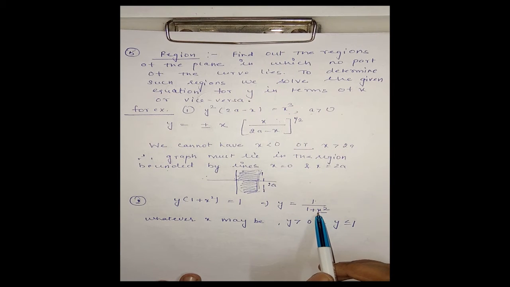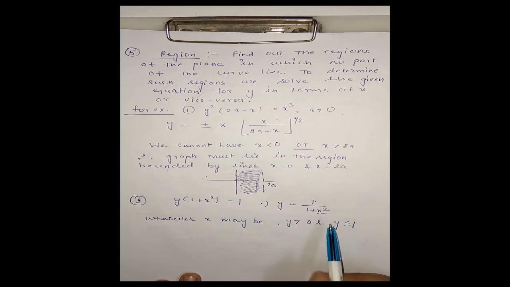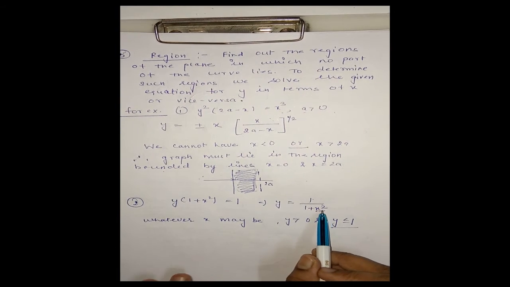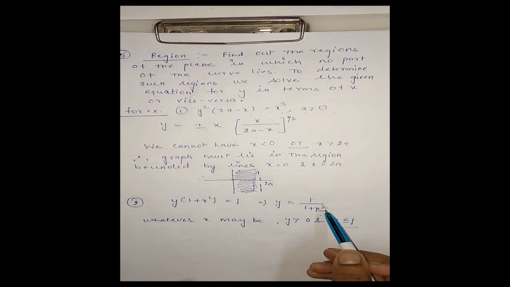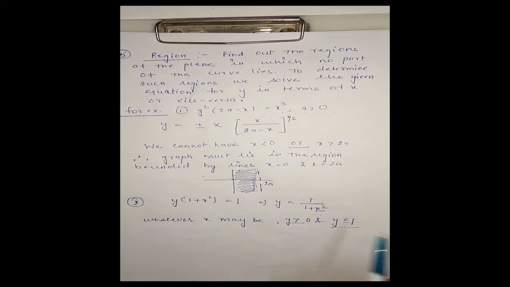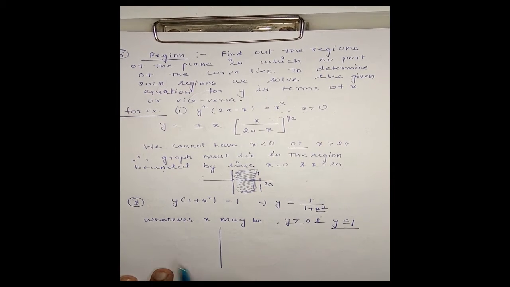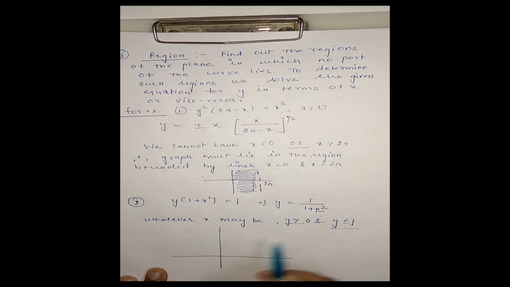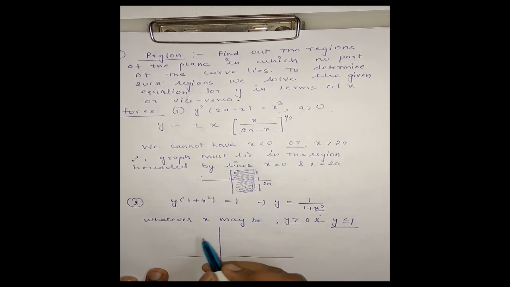Since the denominator is more than 1, that means y is less than or equal to 1. Also, whatever values I give to x, negative or positive, x square will always be positive. That means y is always positive and always less than or equal to 1. That means the graph will lie above the x-axis. Y is positive, that is clear, and also y is less than or equal to 1.